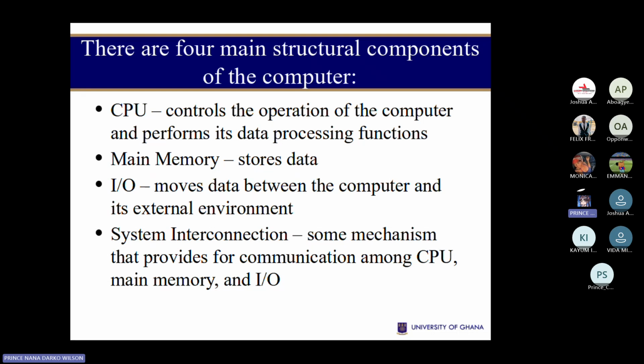And then the main memory, you don't need to be told, it stores data. And we have the input output, and their job is to move data between the computer and its external environment. And there is a system interconnection, some mechanism that provides for communication among the central processing unit, main memory, and input output. An example is the internal buses that we mentioned. All right.